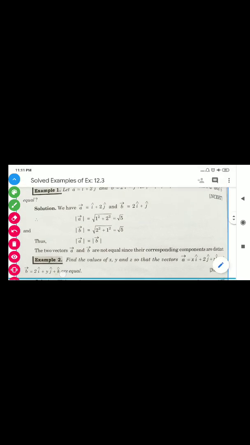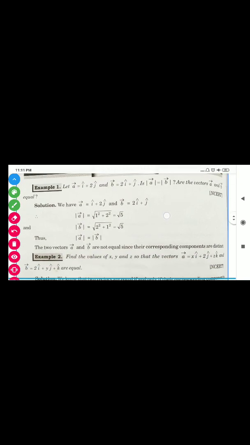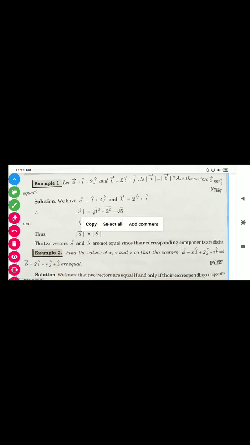Here students, they are asking us, the magnitude is equal, but are the two vectors equal? Here the components of vector a and vector b are unequal. So the two vectors are not equal since their corresponding components are distinct.